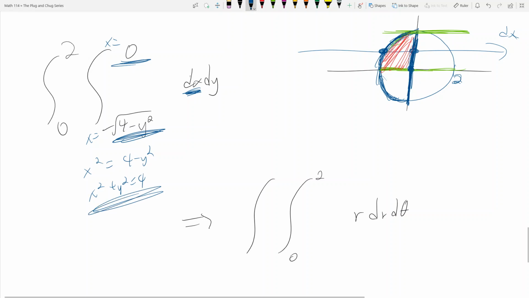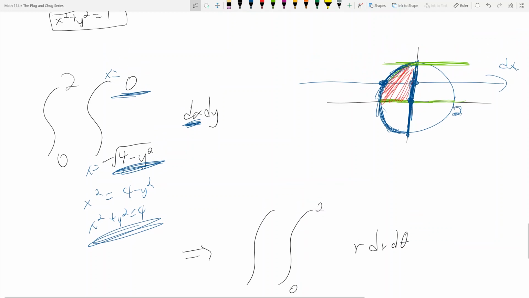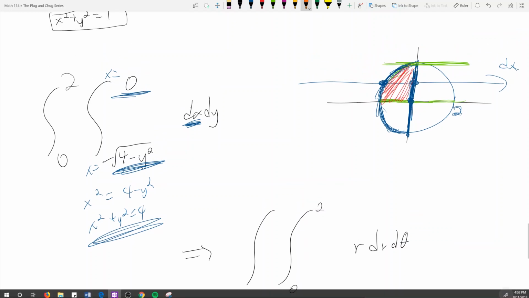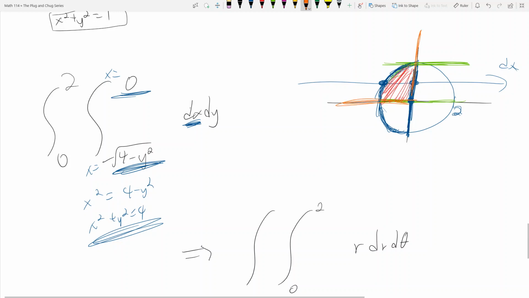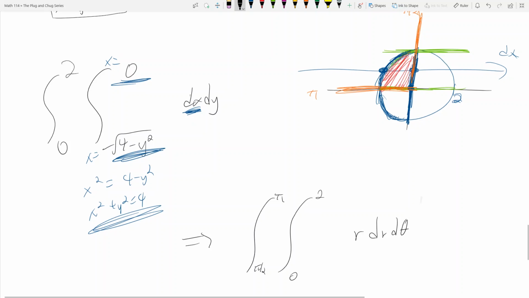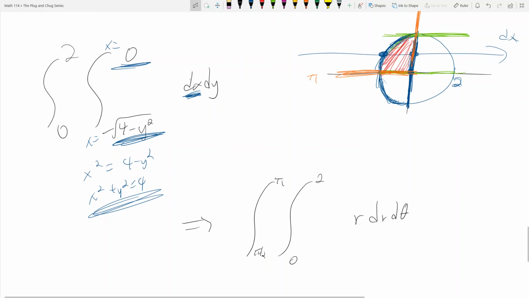And now for theta, what is theta? Well, my region is only this top left region, so I go from here to here, where the orange lines are. That's going to be theta from pi over 2 going to pi. And so we see we got pi over 2 going to pi, and this is going to be the conversion from dx dy into my polar integral.